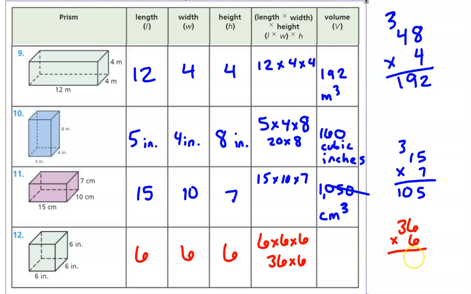Okay, so 6 times 6 is 36, carry the 3. 6 times 3 is 18, and 18 plus 3 is 21. So that means that this answer is 216 cubic inches.